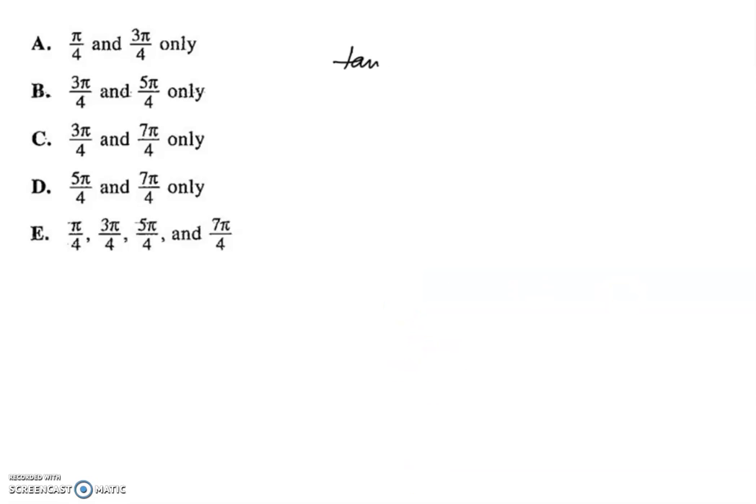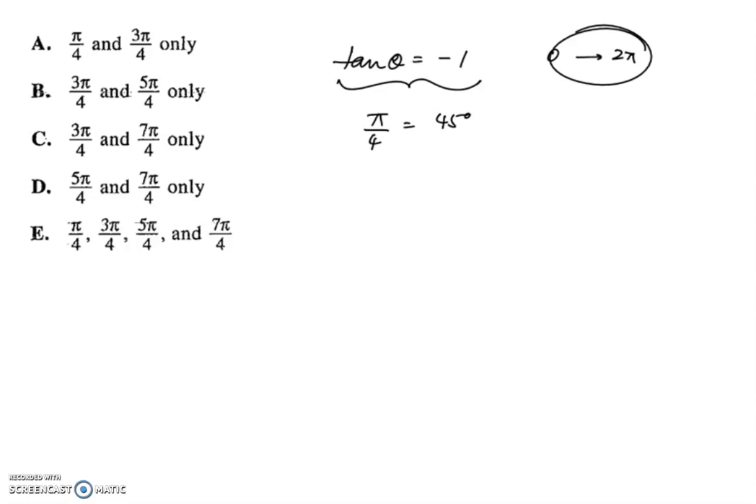So here we have to find those values of theta that fall between 0 and 2 pi that satisfy this condition. So one simple way would be to just use the calculator. Pi over 4 is 45 degrees. So you could either do it in radians or degrees. Tangent 45, as you'll find, is 1. So that eliminates A and E.